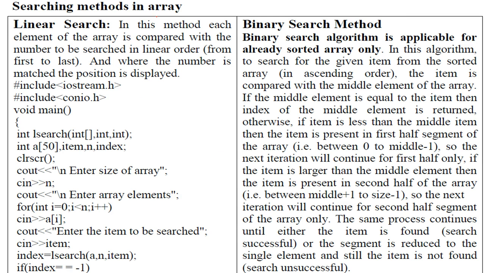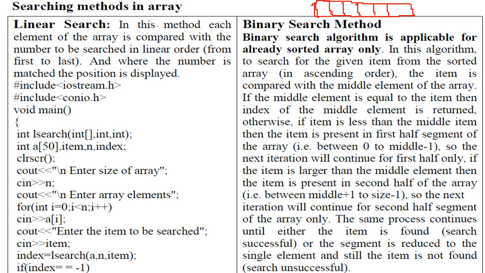Searching method in array. An array is the data structure which is named as a variable, and it can store the data in a contiguous manner one by one, and those data have to be of the same data type.